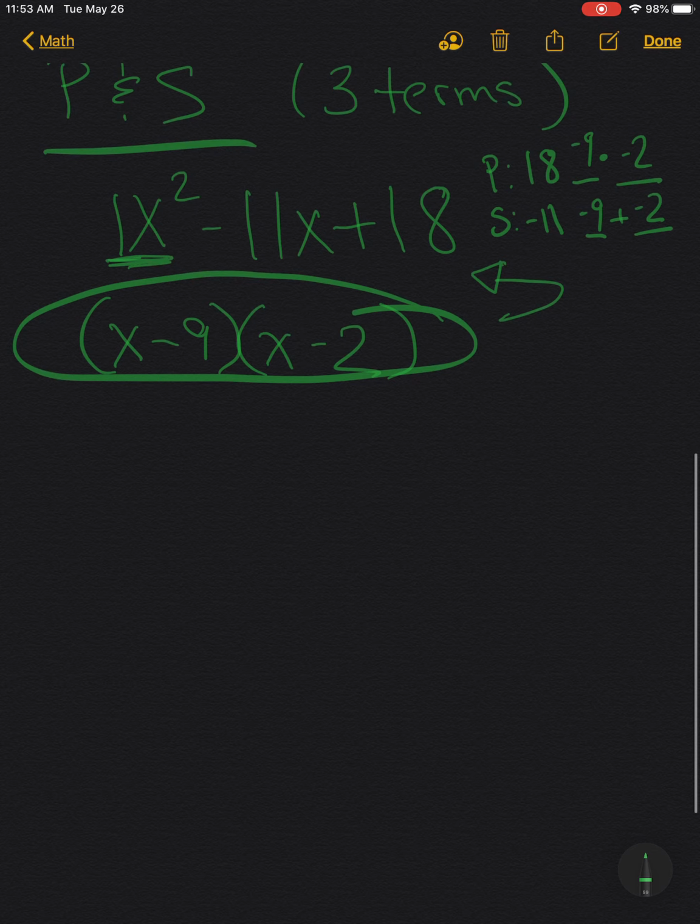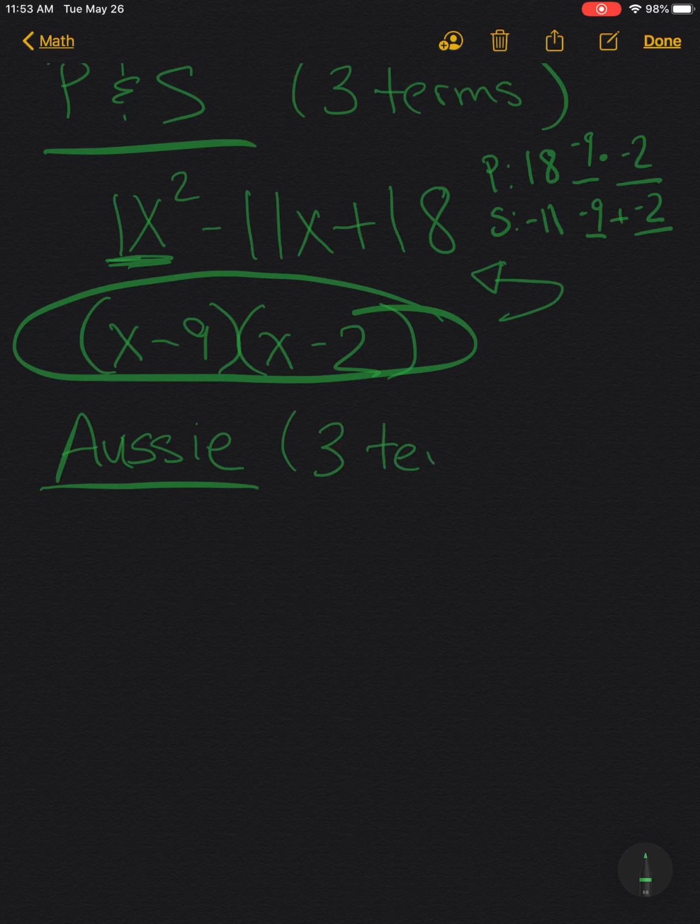Next we have something that I call, it's not the actual name of it, the Aussie method, also known for Australian method. This is a method also that is learned in Australia in order to do these types of trinomials. So this is also a 3-term problem. However, in these problems, you're going to notice that the leading coefficient is not 1. It's something other than 1.